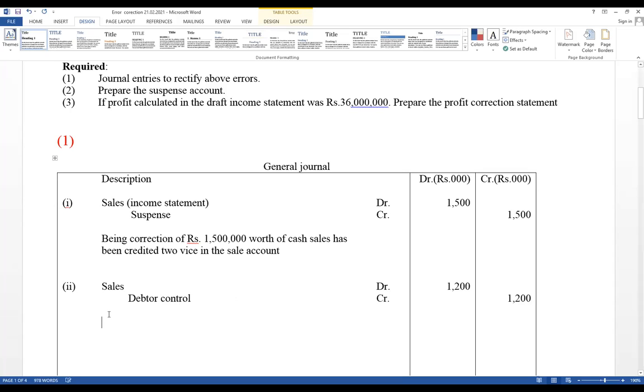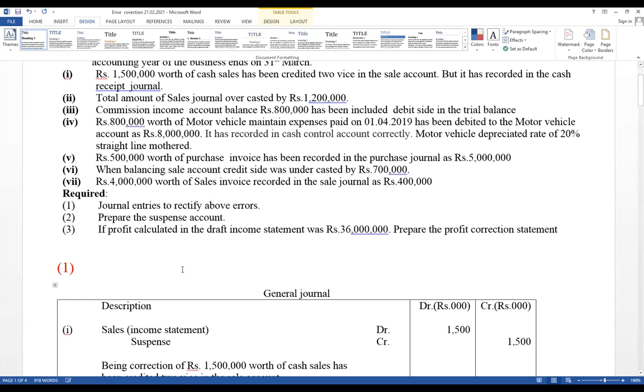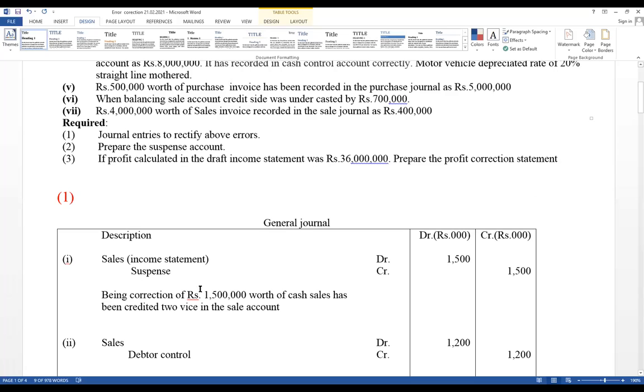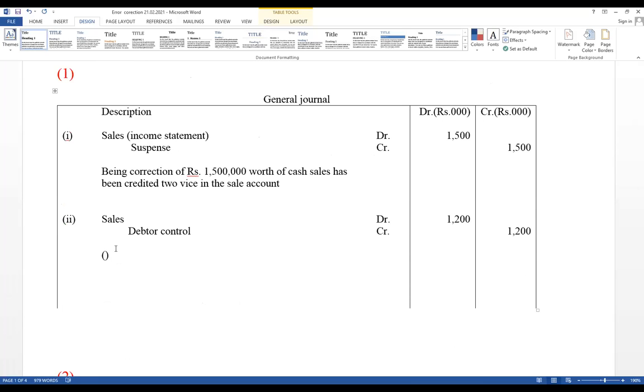Therefore, here narration being correction of sales journal overcasted. Being correction of total amount of sales journal overcasted. Narration should be written being correction of total amount of sales journal overcasted. It is not effect for suspense accounts. Therefore, no need to record suspense accounts.